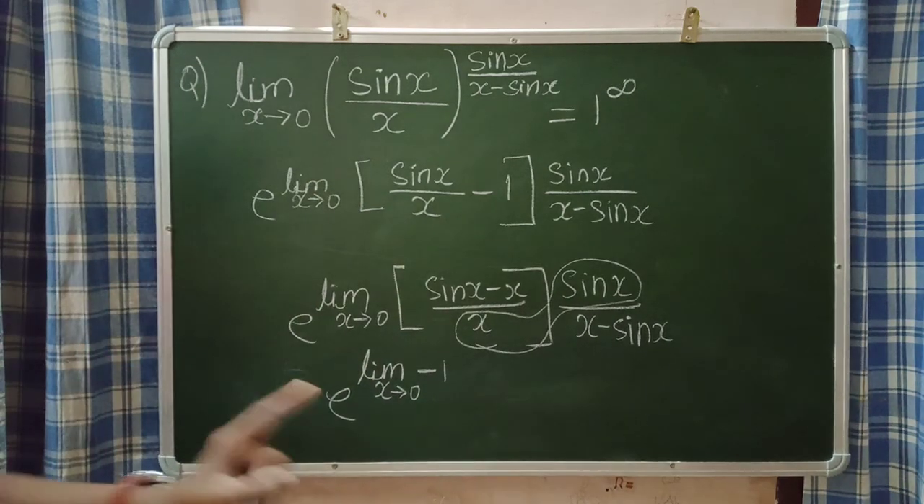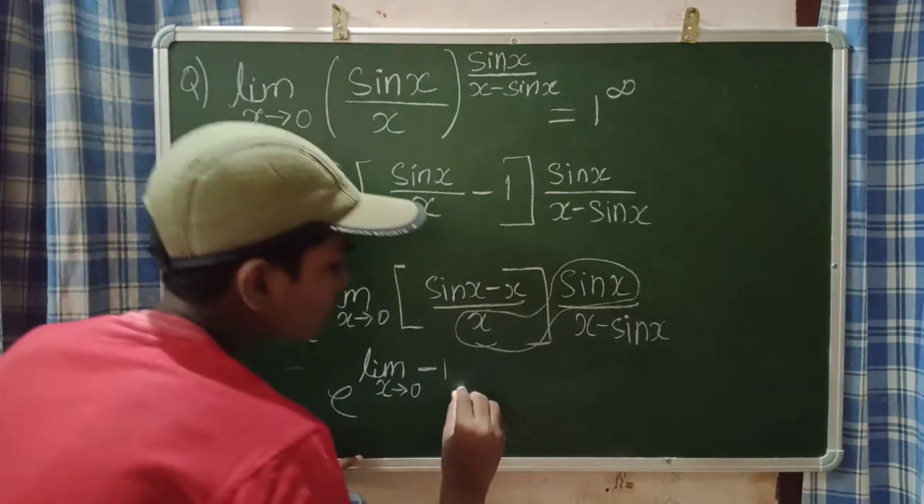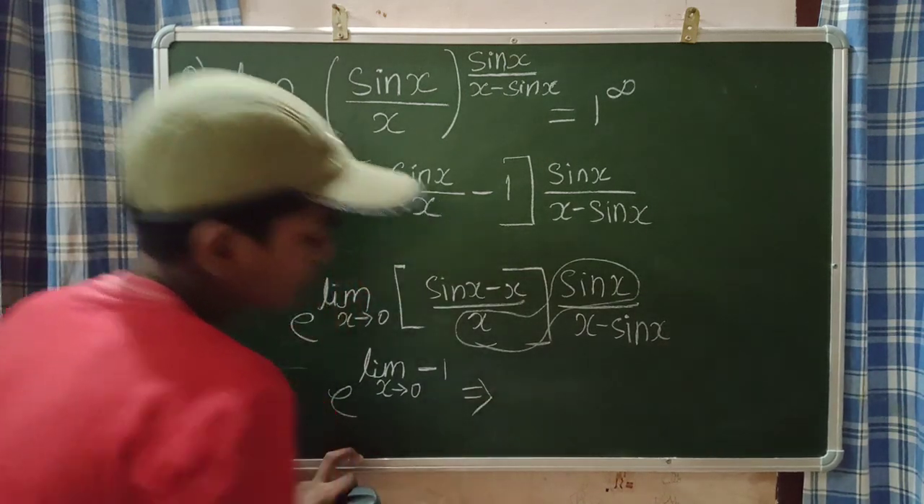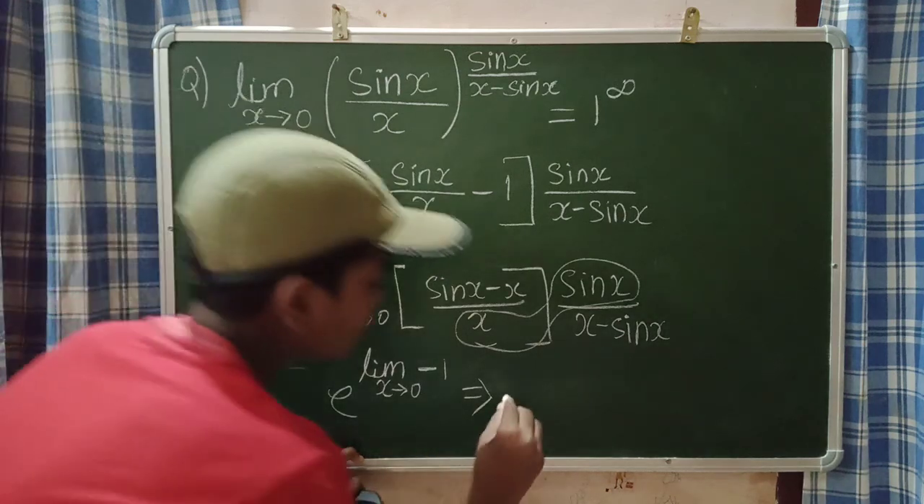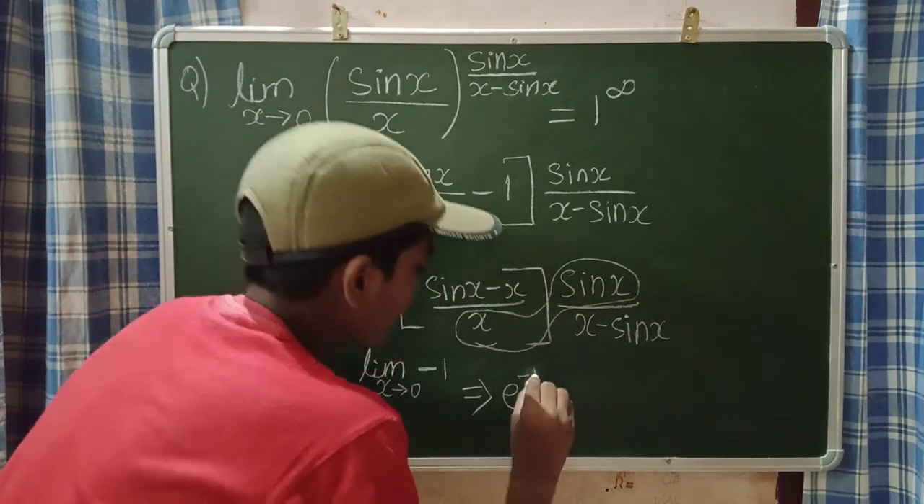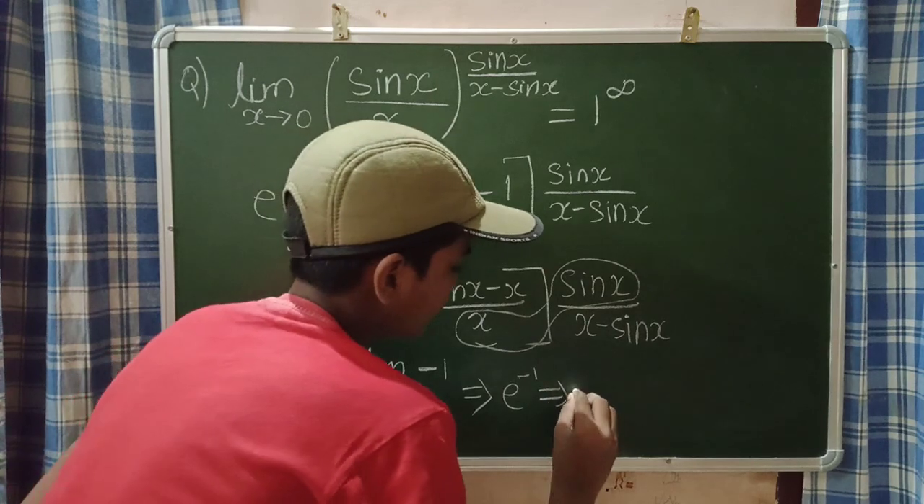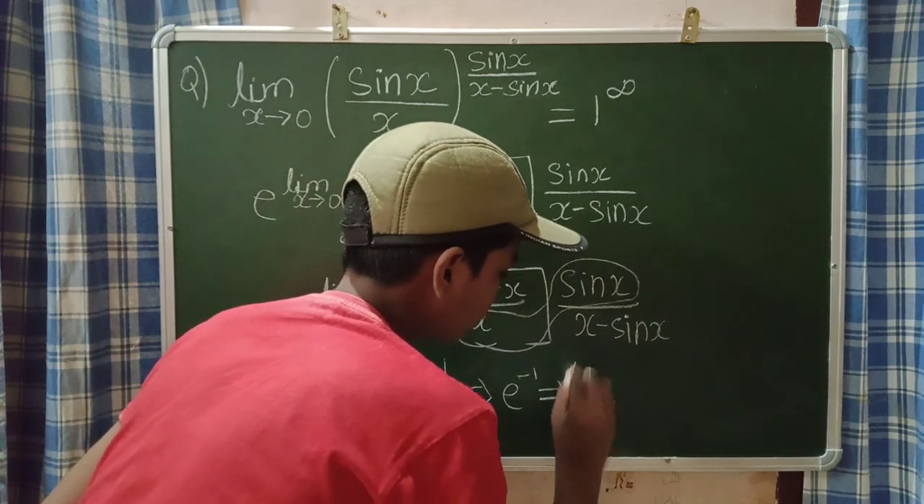Then the limit of x tends to 0 of minus 1. So guys, even though we are having a limit, your inside value is not going to change. So you will get e to the power of minus 1, which is nothing but 1 by e. Correct? This would be the answer.